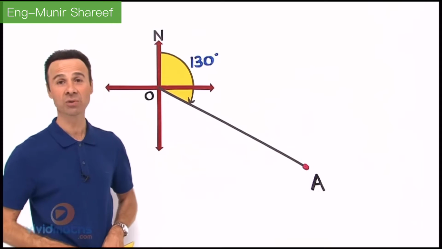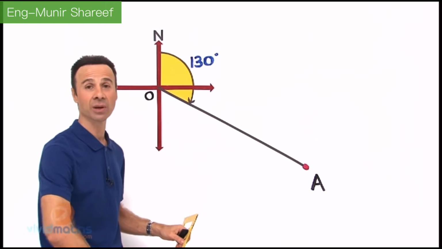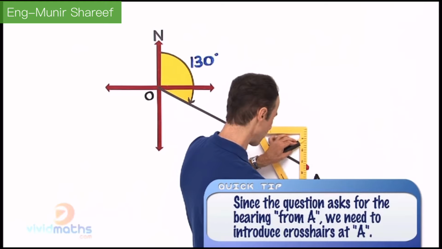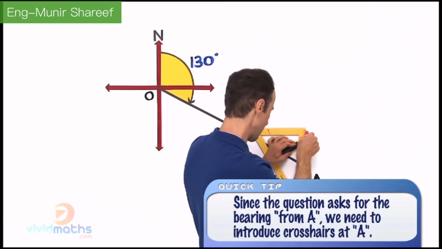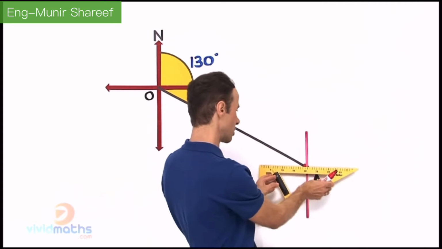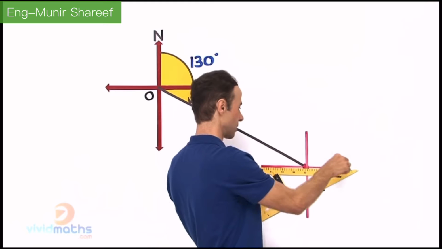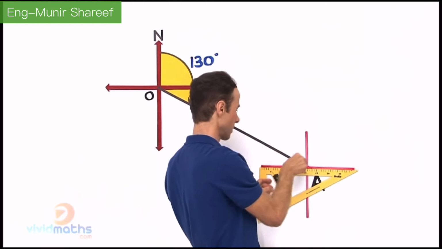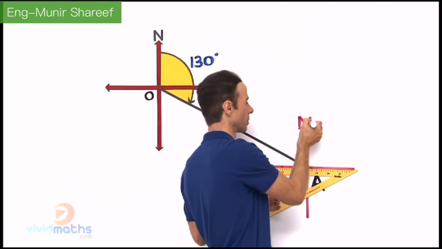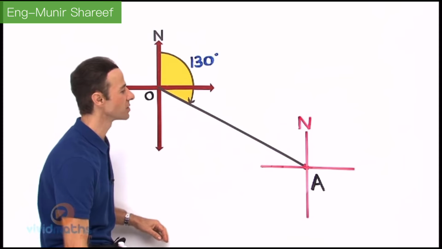So I've got my trusty ruler. There it is. I'm going to draw in the crosshairs so we can take a closer look at this diagram. Let's draw the north-south first of all. There's our north-south, and then across here we'll draw in the east-west. Let's put in our north. Okay, there's our trusty crosshairs.